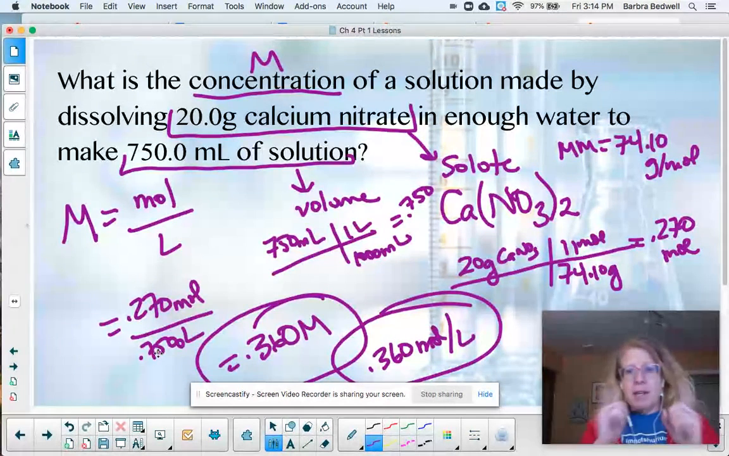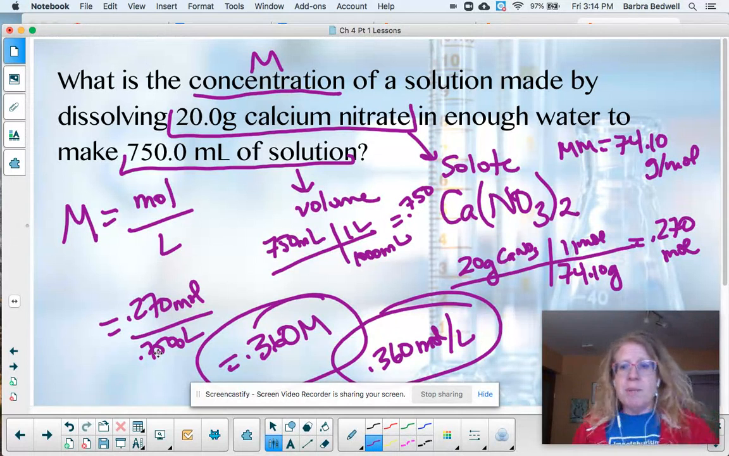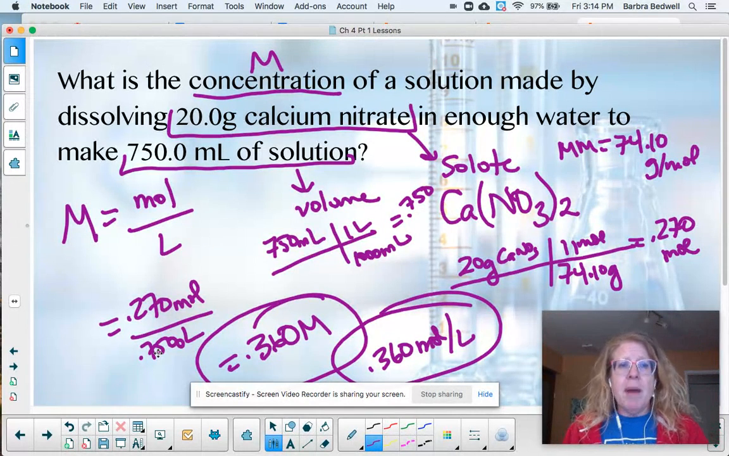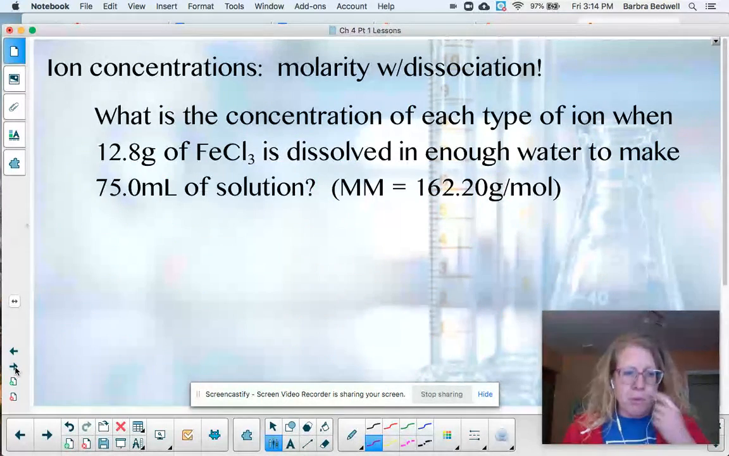So again, the takeaways from this: convert grams to moles first. Put that up on the top. And on the bottom, it needs to be liters of solution. So you might need to combine volumes if they give you liters of a solution and liters of something else. But usually they say liters of solution. Make sure that you're converting. Move the decimal place over 3 places.